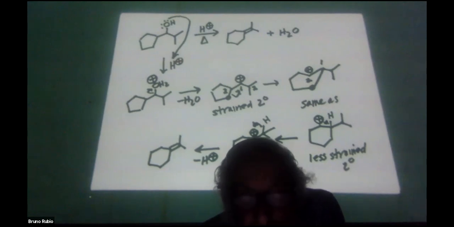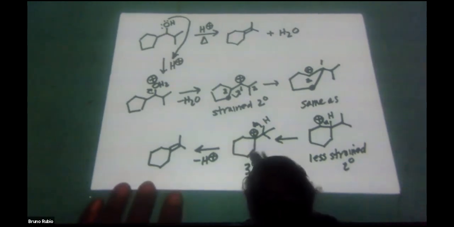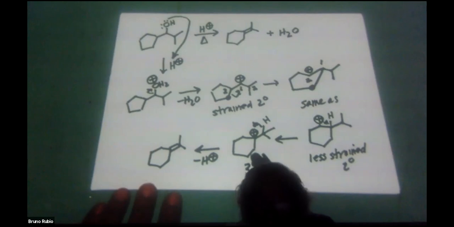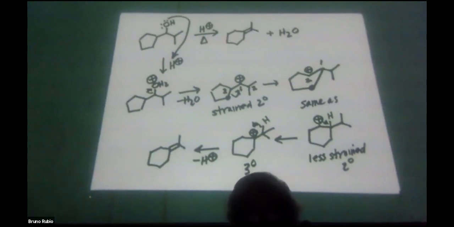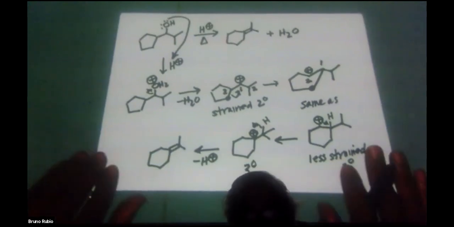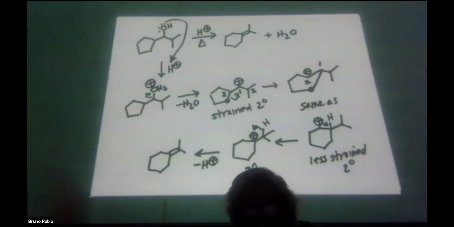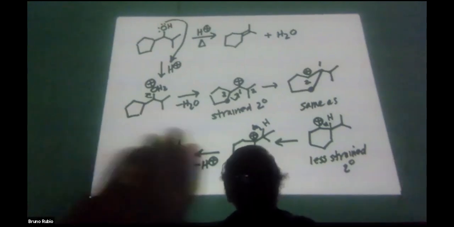Why can't the double bond be in the ring? Because if I put the double bond here, that's going to be a tri-substituted alkene. This is a tetra-substituted alkene, and so we know that the more highly substituted alkenes are the more stable ones.